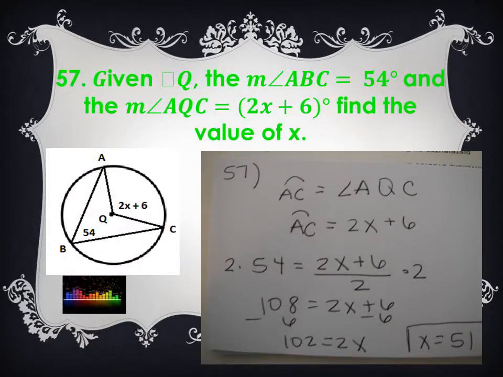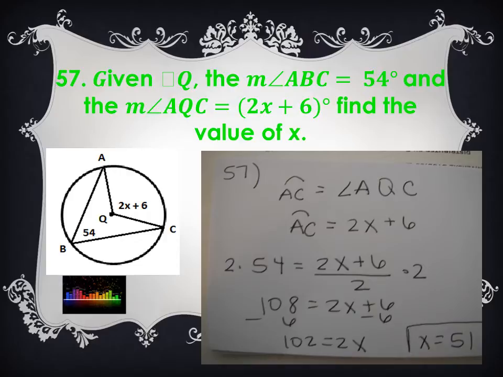In this problem, you were given two different types of angles in the circle. We have a central angle, which is angle AQC, and we have an inscribed angle, which is angle ABC. The first thing you have to use is the property of central angles. We know that AQC is also going to be congruent to arc AC. Therefore, AC is equal to 2x plus 6.